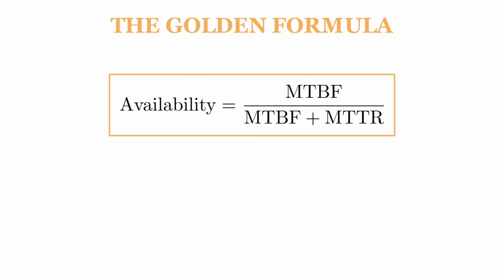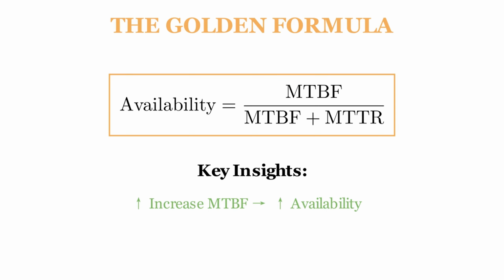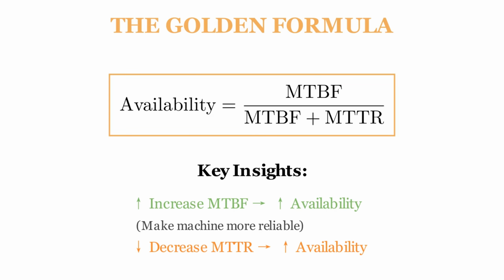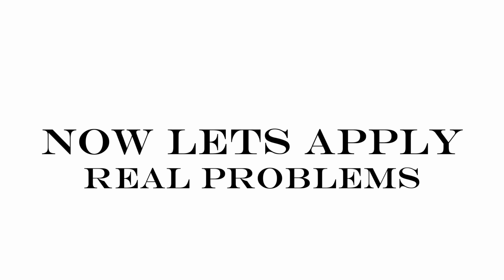Here's the golden formula. Availability equals MTBF divided by (MTBF plus MTTR). Notice, if we increase MTBF, make the machine more reliable, availability goes up. If we decrease MTTR, fix it faster, availability also goes up. This formula captures both factors. And that's the fundamental goal in reliability engineering. Now, let's apply this to real problems.